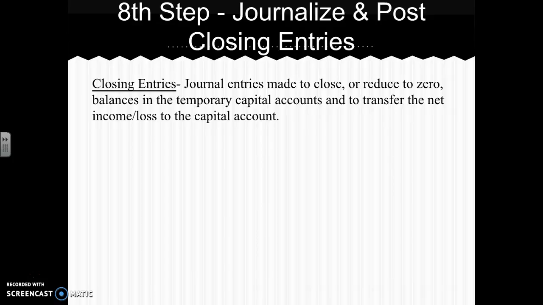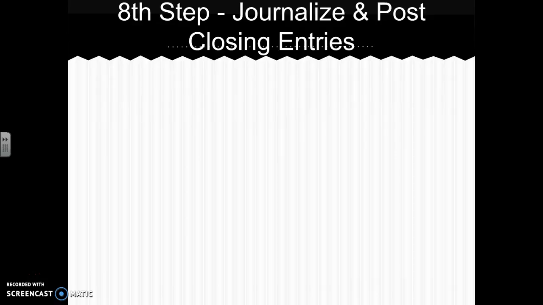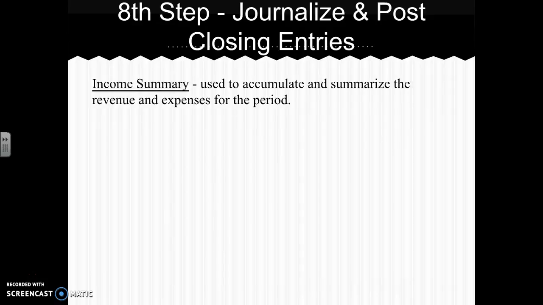Closing entries are the journal entries made to close or reduce to zero balances in the temporary capital accounts, and then to transfer the net income or net loss to the capital account. If you remember, our temporary capital accounts are our expenses and our revenues. After we have completed the closing process, the revenues are closed out into a temporary account called income summary, and the expenses are also closed out into income summary. This is the holding area for these account balances until we can close it out into capital.